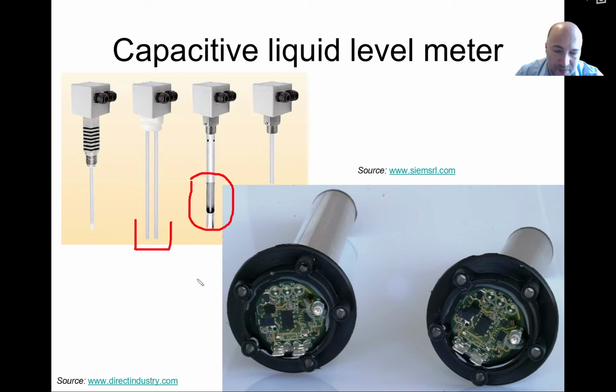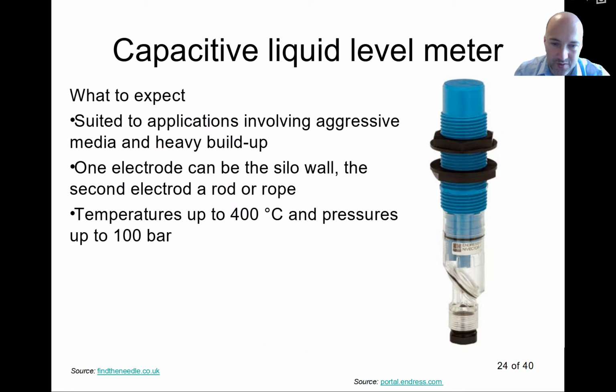It's quite robust, and it can be measuring the continuous liquid level, but as we will see later, it's possible to use it also as point level detection. So it's a very universal principle. So what you can expect, you can use it for applications that have aggressive media or even heavy buildup of the material. While aggressive media, it means that you can make the electrodes, for example, from stainless steel, and it will not rust in your application. You can use the silo wall or the tank wall directly as one electrode, and the other electrode could be a rod or a rope or a chain.